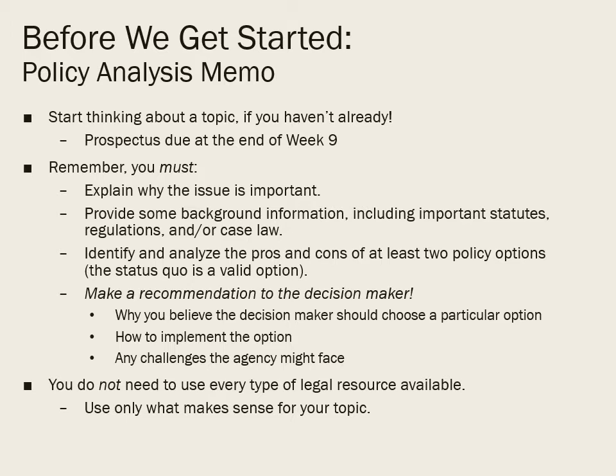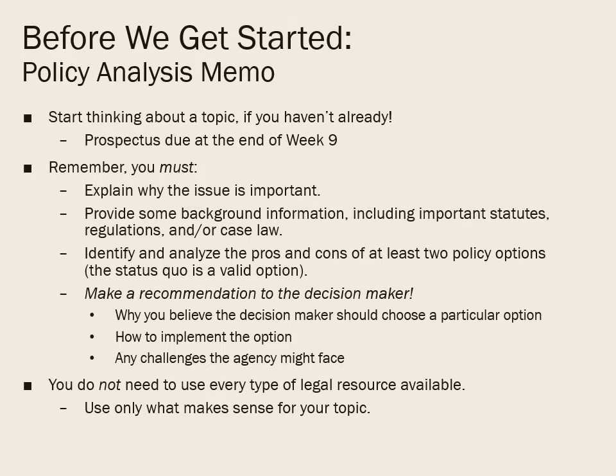So in your policy analysis memo, you're going to need to explain why the issue is important. You want to provide some background information to orient the reader, such as relevant statutes, regulations, and case law. You're going to need to identify and analyze the pros and cons of at least 2 policy options. Now remember, sticking with the status quo may be a valid policy option, so it's fine if you want to discuss that. You do have to make a recommendation to the decision maker, much like you made a recommendation to the Pollinator Protection Institute in the memo that was due the other week.